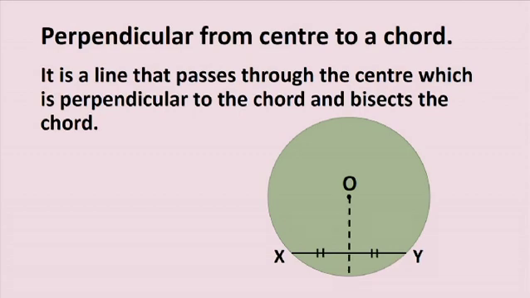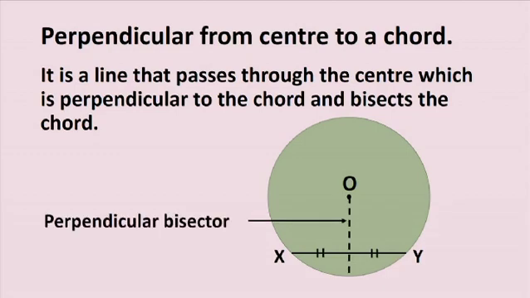You have a line from center, the dotted line from center, and it touches the circumference of the circle. Now this line, this dotted line, it divides the chord XY into two equal parts. That's why we have the term bisects. It divides XY into two equal parts. So this is the perpendicular bisector.